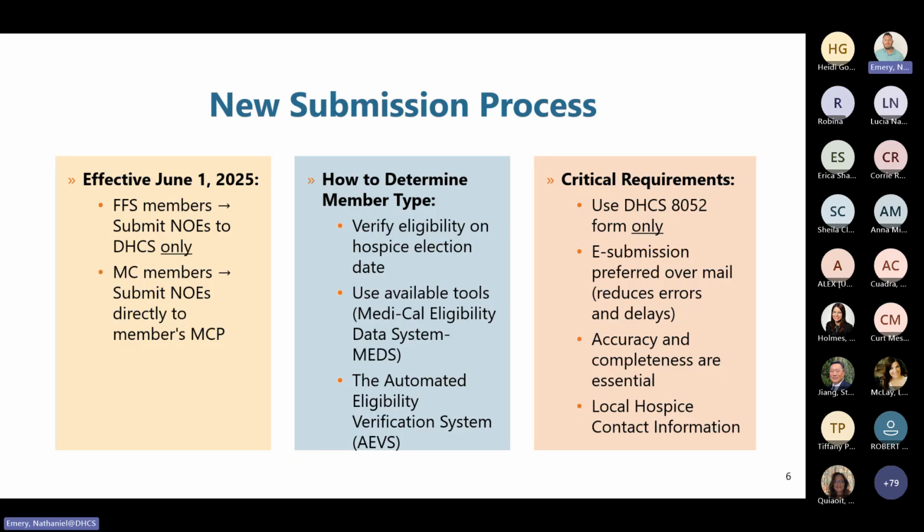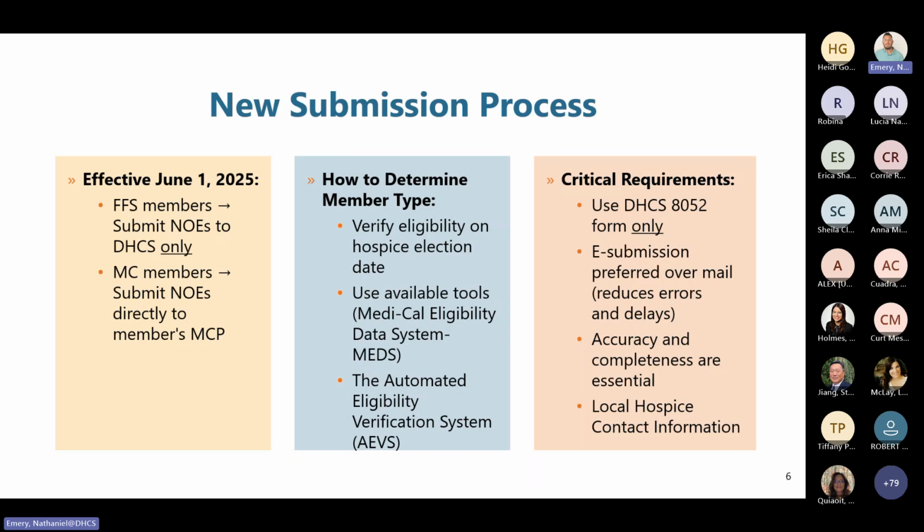Starting June 1st, 2025, we made a clear distinction. If the member is fee-for-service, the notice of election goes to DHCS. If they are in a managed care plan, it goes to the managed care plan. MCP members' NOEs will not be processed by DHCS. You need to verify the member's eligibility on the date of hospice election.